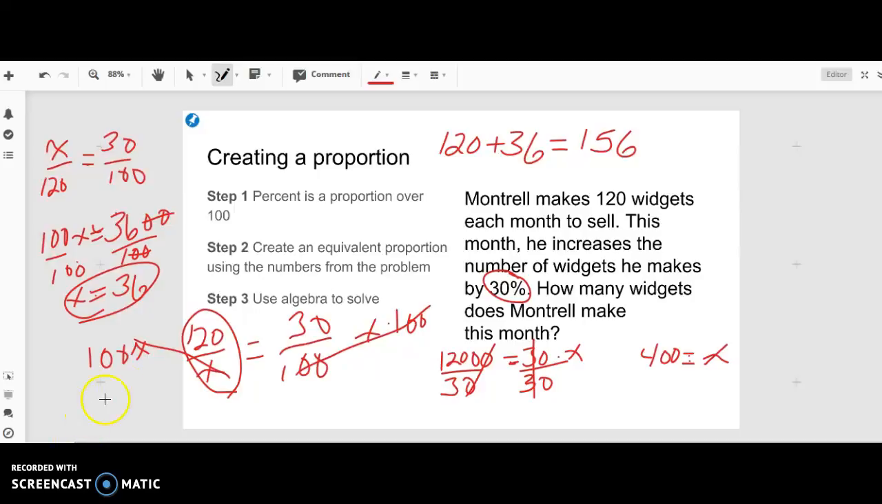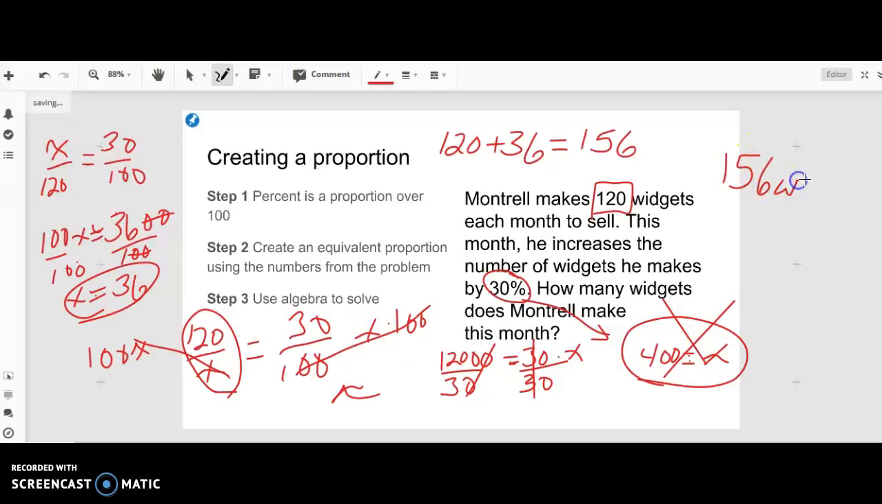Now I can go back and re-edit this problem and do it correct the first time, but I want you to know everybody makes mistakes. And so when we do this problem and we get an answer, we have to say, does this answer make sense? Here it says 30% increase is 400, but I only do 120 widgets every month. 30% should be less than 120. So I know this answer has to be wrong. My final answer has to be 156 widgets.